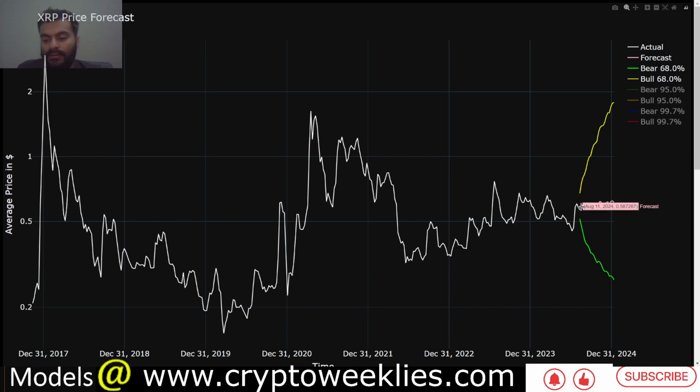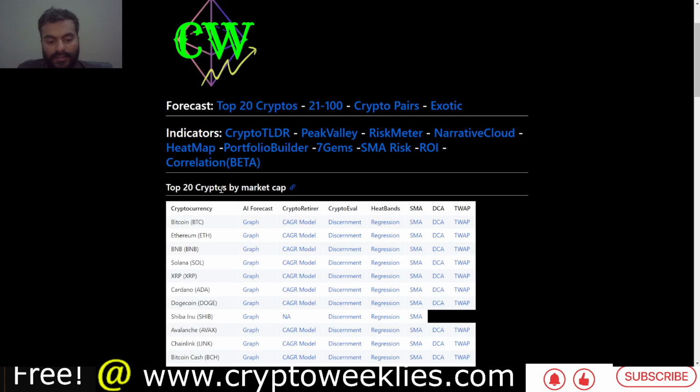Per this model, the base case for XRP till the end of year is between 57 cents and about 62 cents. The bull case, that is at 68% confidence level, at between 67 cents and about $1.77. The bear case between 27 cents and 51 cents. So that's the machine learning based forecast for XRP.